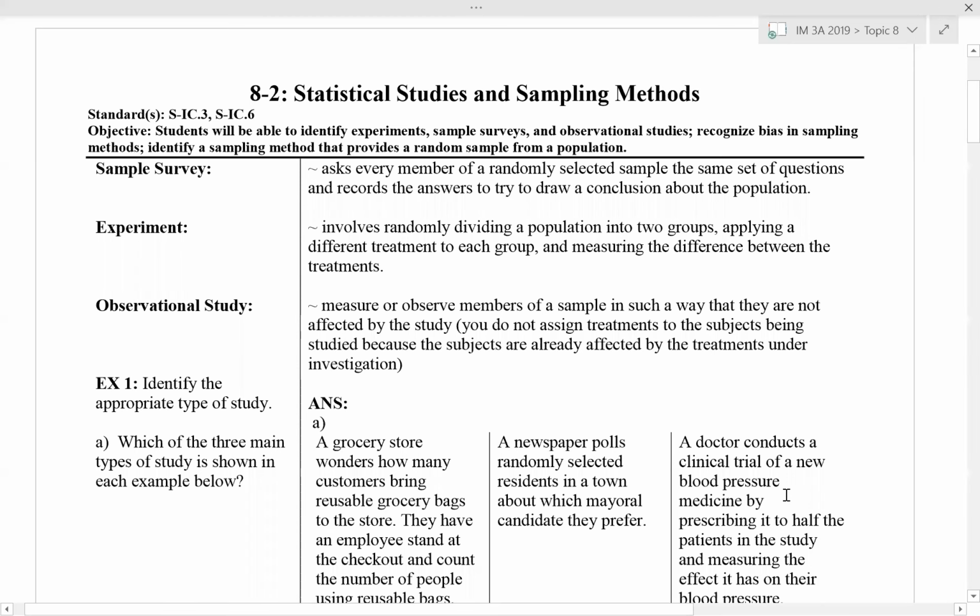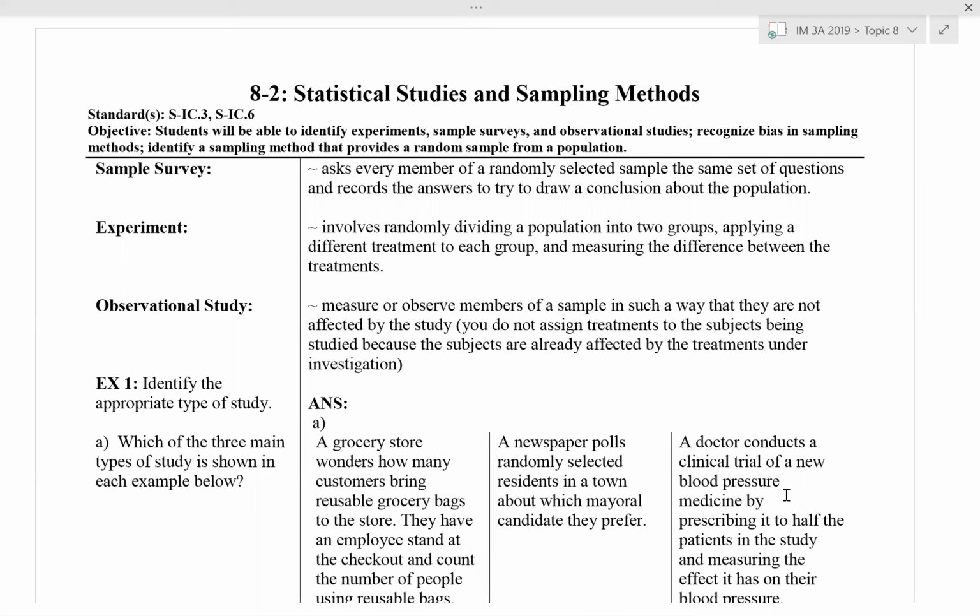Okay, so in this video, we're going to look at topic 8, section 2, statistical studies and sampling methods. In this section, we will be able to identify experiments, sample surveys, and observational studies, recognize bias in sampling methods, and identify a sampling method that provides a random sample for a population.